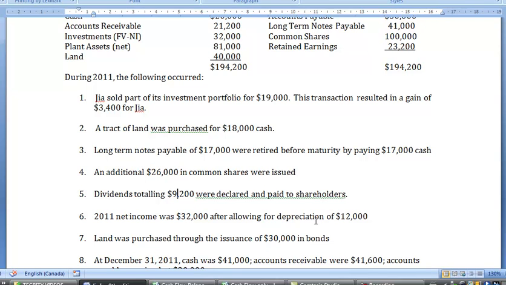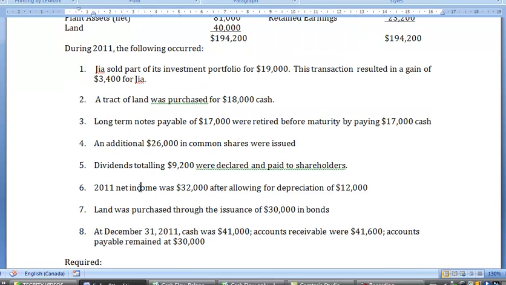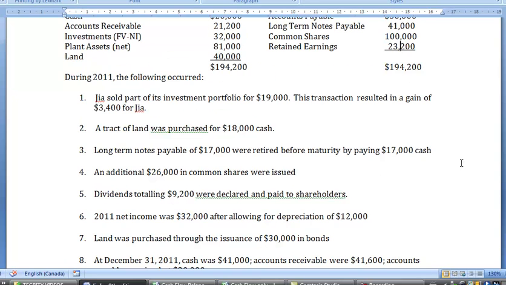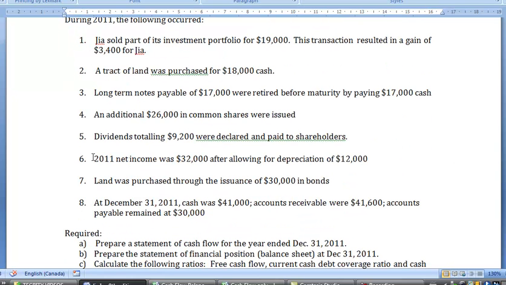We also have dividends that were declared and paid in 2011, so we know that will affect our retained earnings balance. We also have income for 2011 of $32,000, which will also affect retained earnings. But notice the wording here. It says 2011 income was $32,000 after allowing for depreciation of $12,000. So that means our net income of $32,000 includes that depreciation of $12,000.